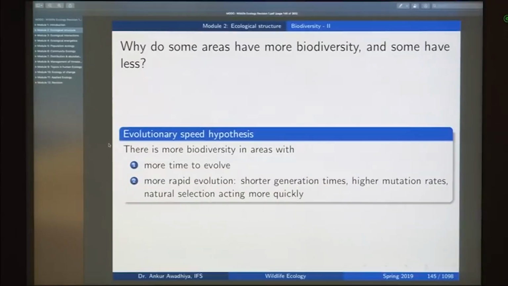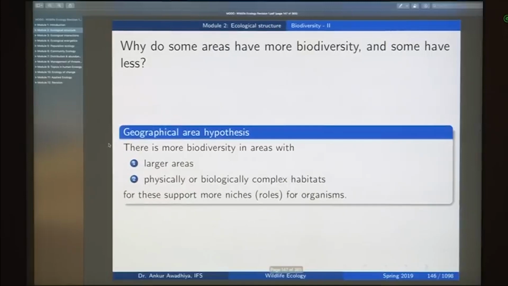So, there is the evolutionary speed hypothesis: if you have an area that has gotten more time to evolve, so it is an old area that has been having evolution for a very long period of time, or an area that has been having very rapid evolution because the generation times are shorter, there is a higher mutation rate, or natural selection is acting very quickly, then we will have more biodiversity. The second hypothesis is that an area that is larger in size will have physically and biologically more complex habitats, so these will support more niches or more roles for organisms, and so you will have more different kinds of organisms.